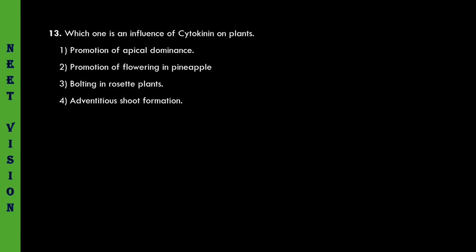Coming to the next question. Which one is an influence of cytokinins on plants? You have to identify the influence of cytokinins on plants. Promotion of apical dominance? No, cytokinins decrease apical dominance. Promotion of flowering in pineapple? In pineapple, flowering is promoted by auxins and ethylene, but not by cytokinins. Bolting in rosette plants is promoted by gibberellins, but not by cytokinins. So naturally, the fourth option must be the correct one.